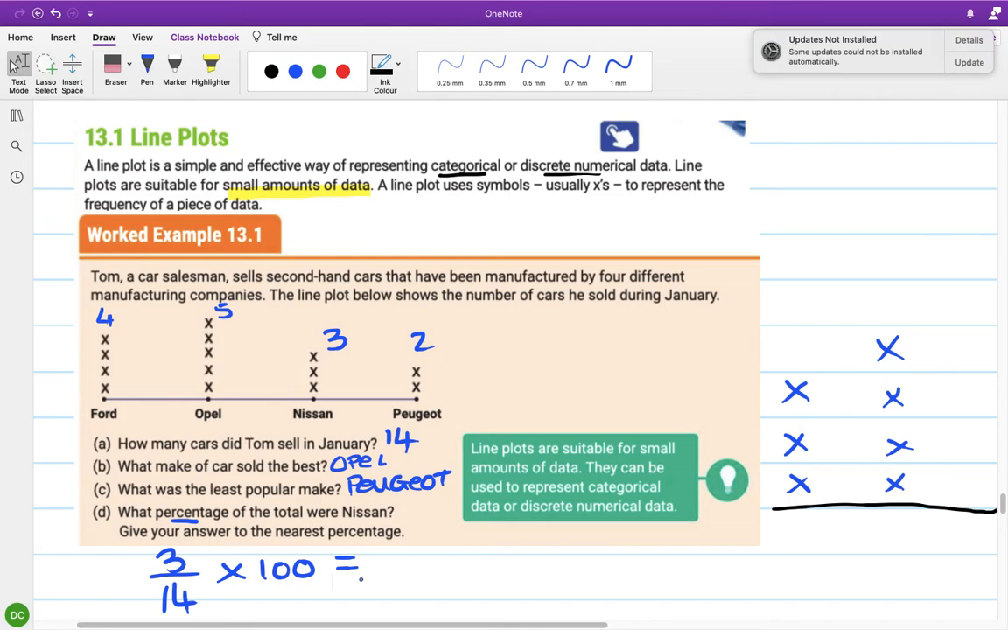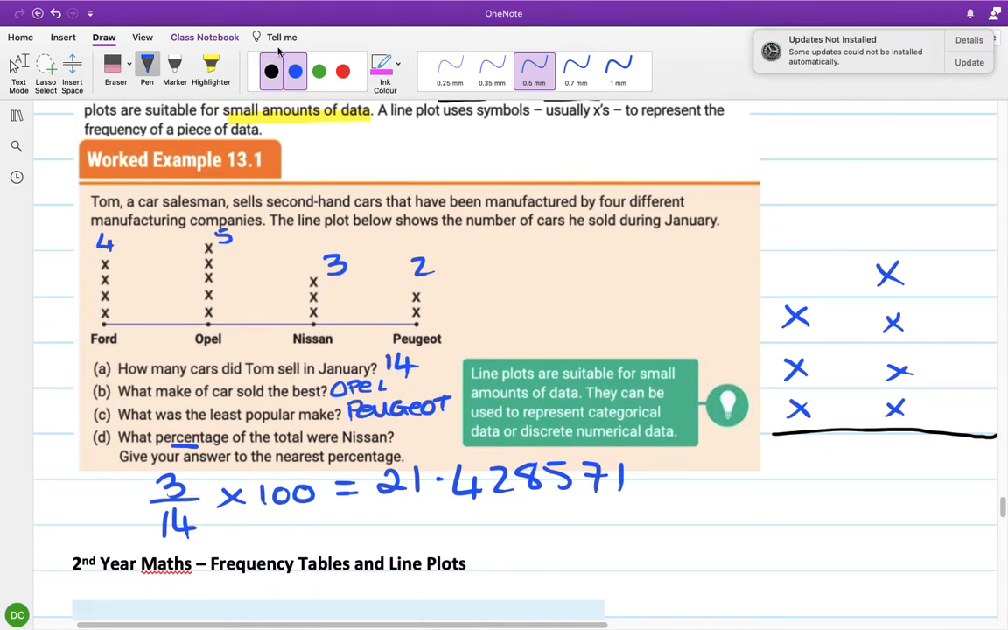So 3 over 14 multiplied by 100, and I get 21.428571. There's a couple of recurring dots in there as well. So give your answer to the nearest percentage. To the nearest percentage means they don't want a decimal, so you're going to stop here. So we look at the next number after the stop, which is here. Is that 4 big enough to push up the 21? It's not. It would need to be a 5 or greater. So that is 21% of the cars are Nissans. All right, that's a line plot.